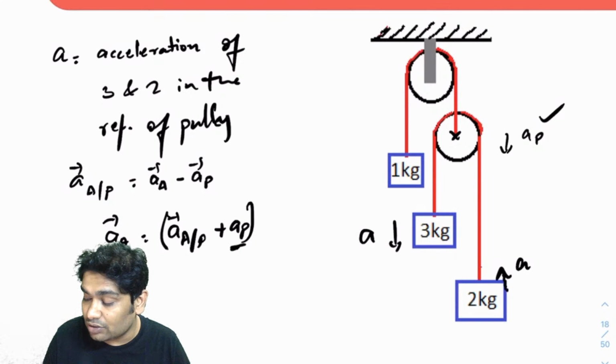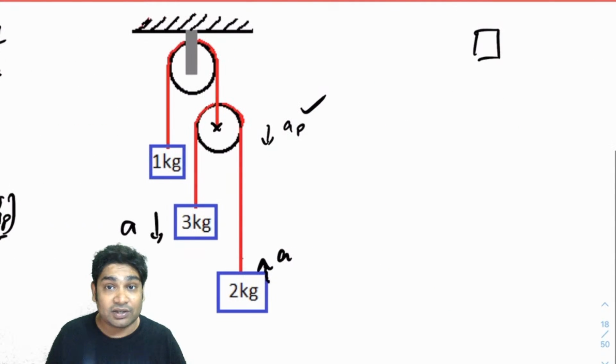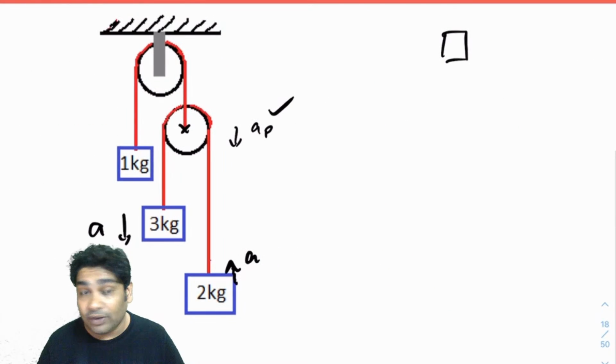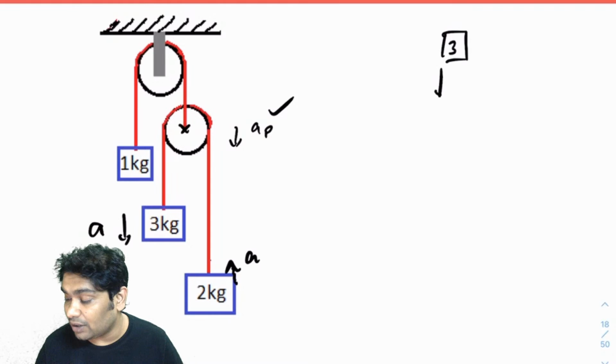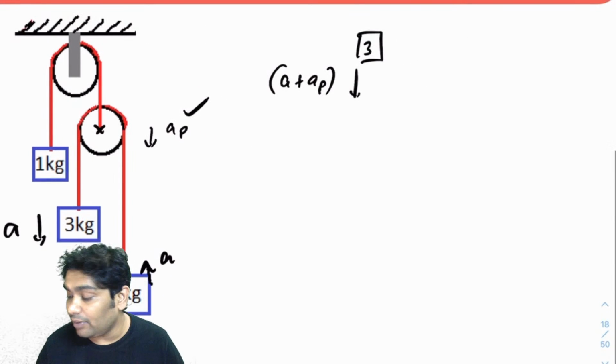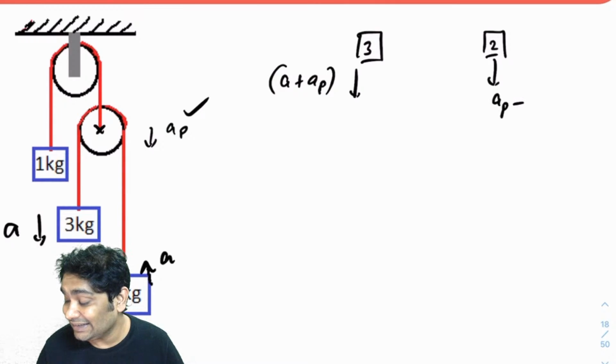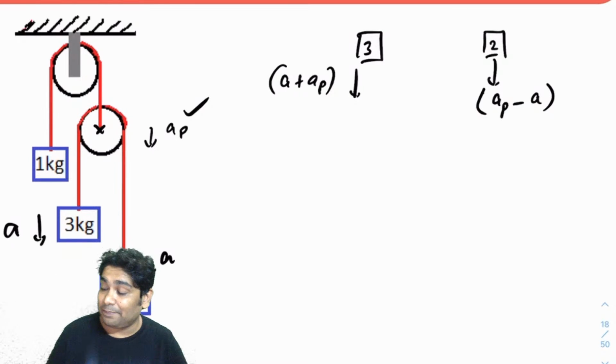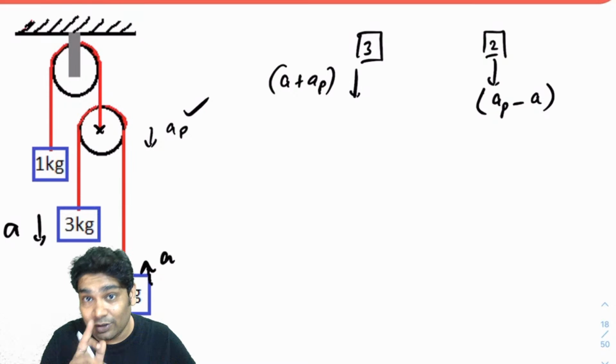from relative motion. So what will be the ground frame accelerations of 3 kg? Ground frame acceleration of 3 kg would become downwards A plus A_P, and the ground frame acceleration of 2 kg would become downward A_P minus A. Now you will notice one thing.